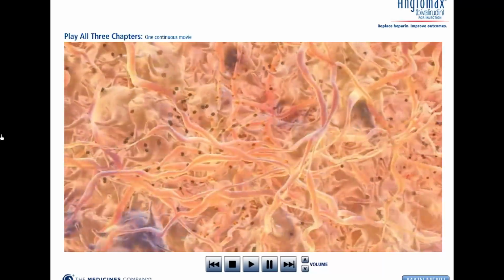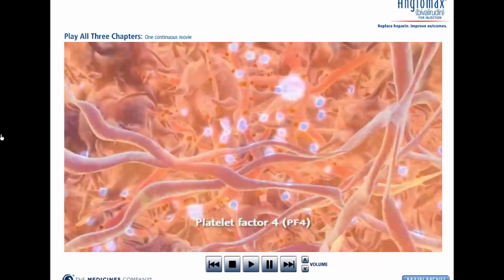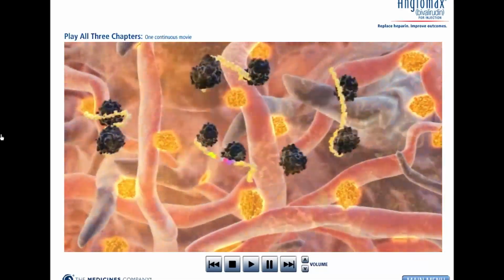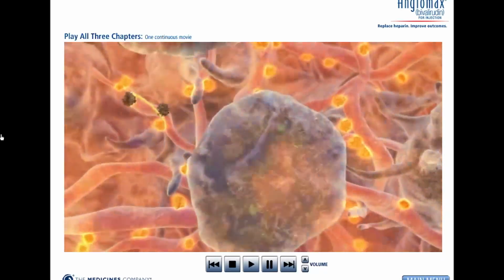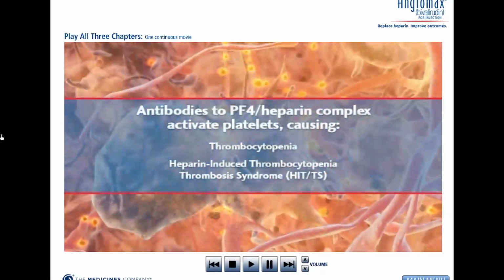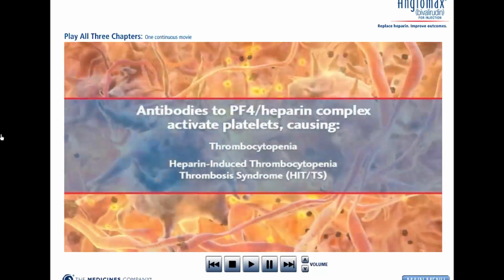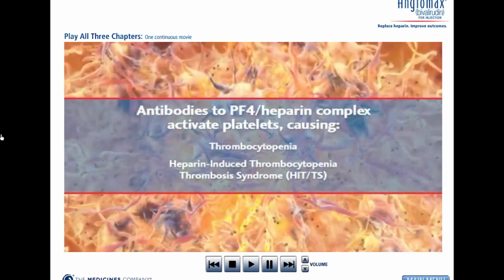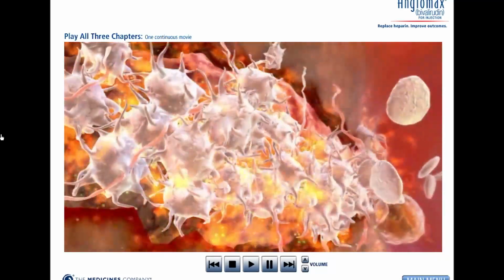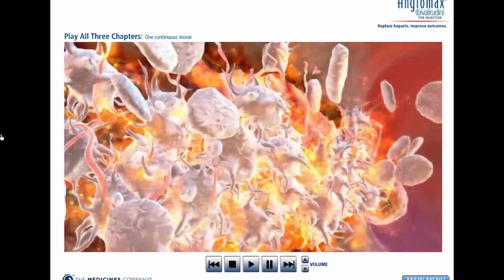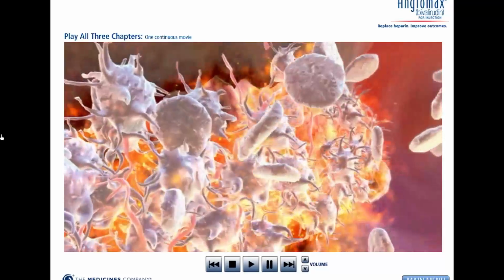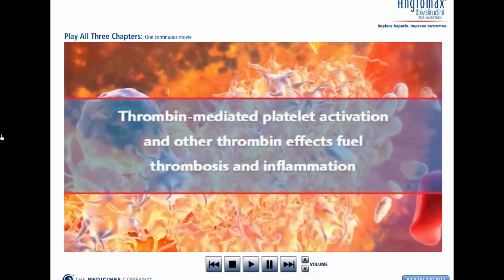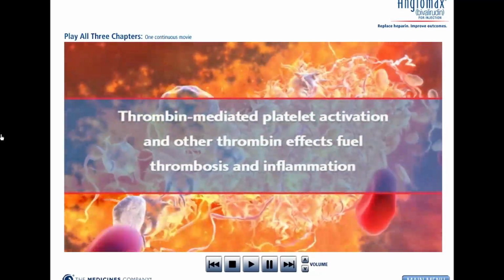Heparin is also neutralized by platelet factor 4, or PF4, which is present in high concentrations near sites of vascular injury. This allows thrombin to continue activating platelets in the vicinity of the clot. Antibodies to the PF4 heparin complex activate platelets, causing thrombocytopenia, as well as heparin-induced thrombocytopenia thrombosis syndrome, or HITTS. Heparin's incomplete thrombin inhibition allows more thrombin to be produced, and more thrombin means more activated platelets. Thus, thrombin-mediated platelet activation and other thrombin effects fuel thrombosis and inflammation.